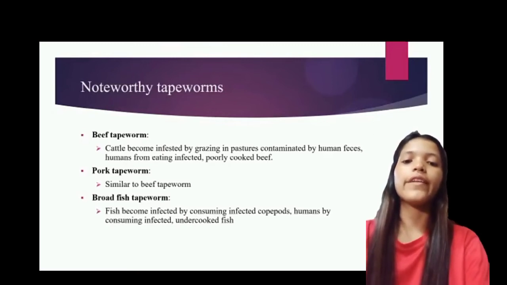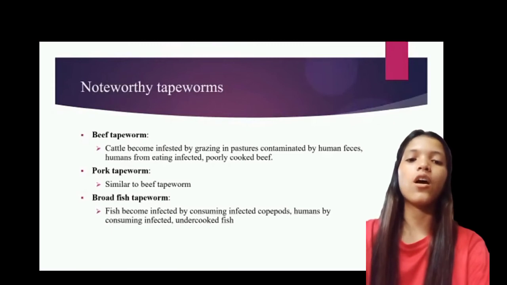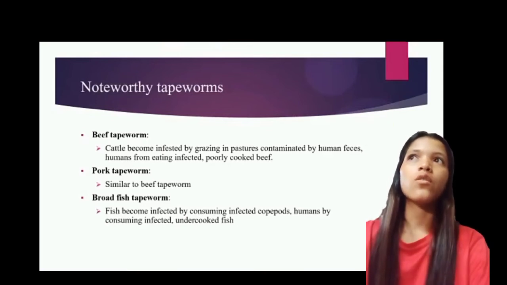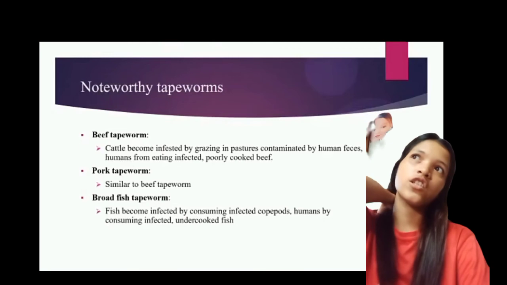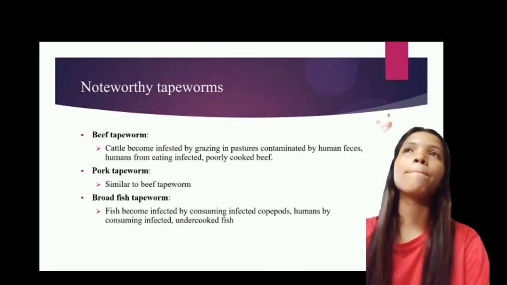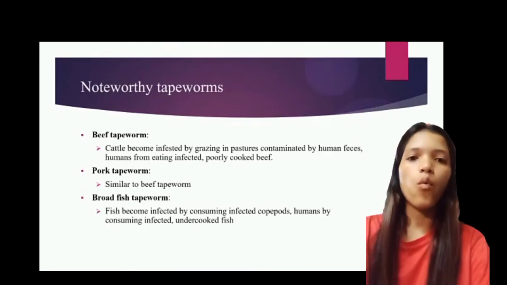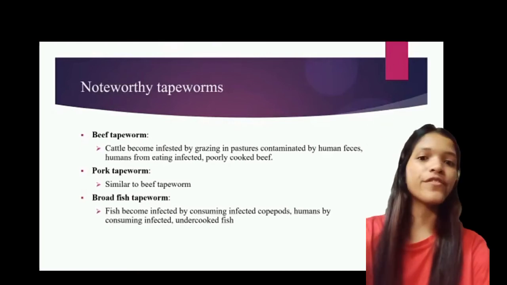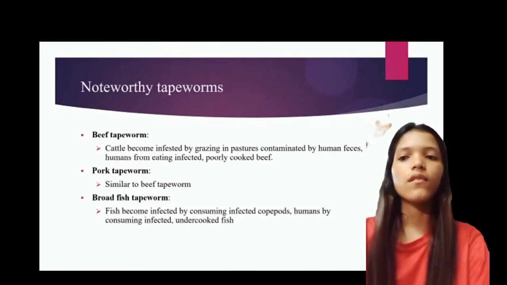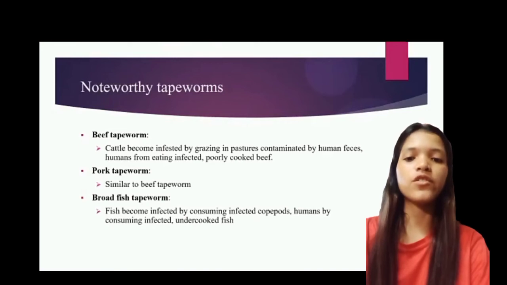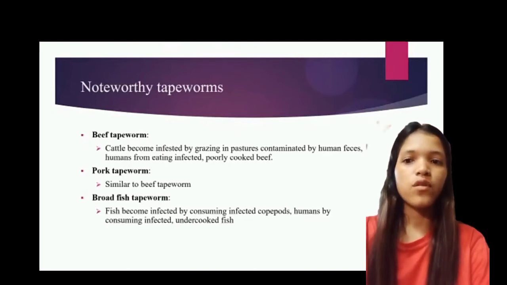Number 3. Broad fish tapeworm. Fish become infected by consuming infected copepods. Humans become infected by consuming infected undercooked fish. An example of that is when we eat kinilaw, that is uncooked fish, right? So when we eat uncooked fish, we can get broad fish tapeworms, also called Diphyllobothrium spp.